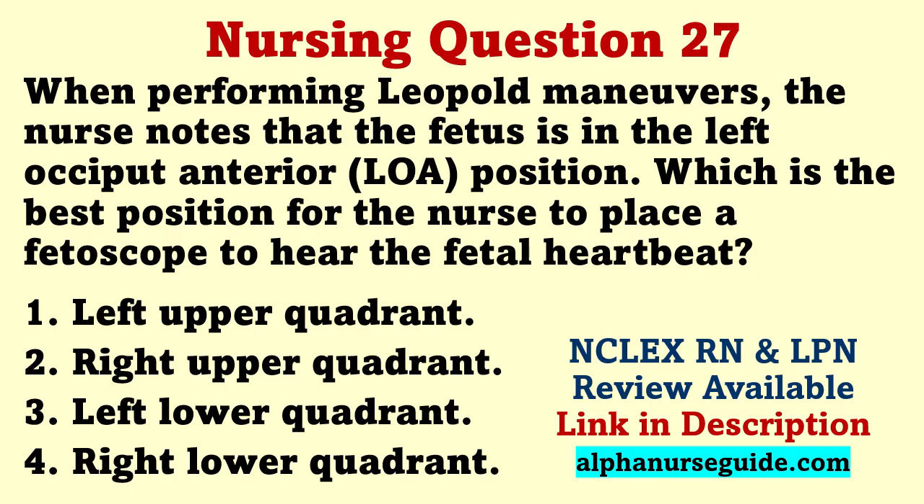Left lower quadrant. The left upper quadrant would be the appropriate place to place a fetoscope to hear the fetal heartbeat if the baby were in the left sacrum anterior position, not the left occiput anterior position. The right upper quadrant would be appropriate if the baby were in the right sacrum anterior position. The fetoscope should be placed in the left lower quadrant for a fetus positioned in the left occiput anterior position as described in the question. The right lower quadrant would be appropriate if the baby were in the right occiput anterior position.